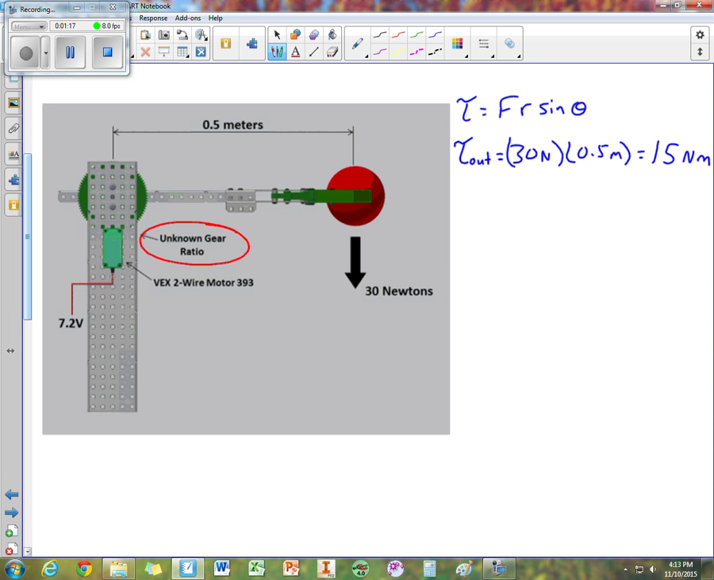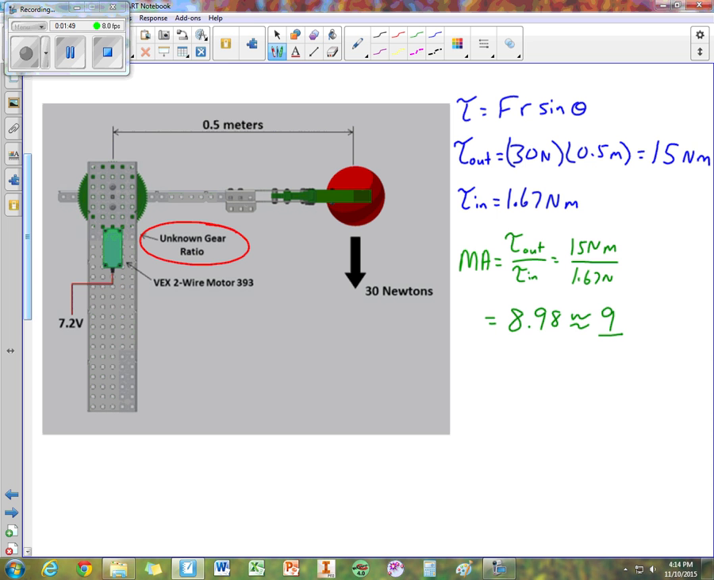Well, for a 393 motor, the input torque is 1.67 newton meters. So the mechanical advantage needed would be the output torque divided by the input torque, which would be 15 newton meters divided by 1.67 newton meters, and that equals 8.98. Yeah, why not? We'll just round it up to 9. So we would need a mechanical advantage of 9.